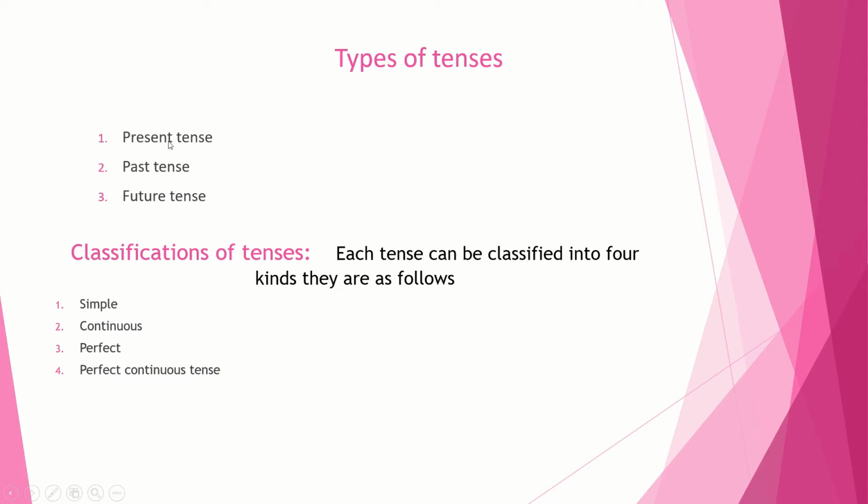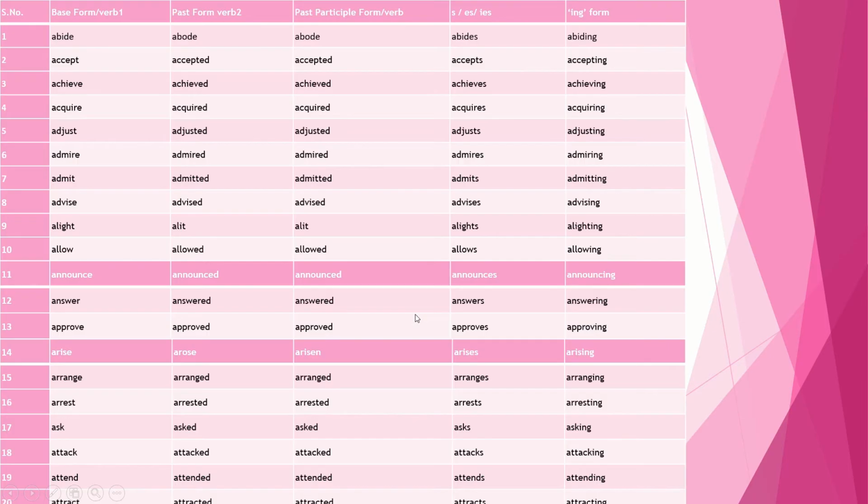First one is simple present tense, present continuous tense, present perfect tense, present perfect continuous tense. Past: simple past tense, past continuous tense, past perfect tense, past perfect continuous tense. Simple future tense, future continuous tense, future perfect tense, future perfect continuous tense. These all are the types and classifications of tenses.